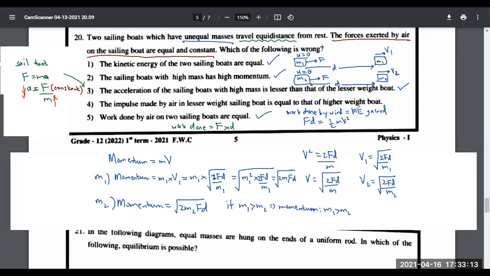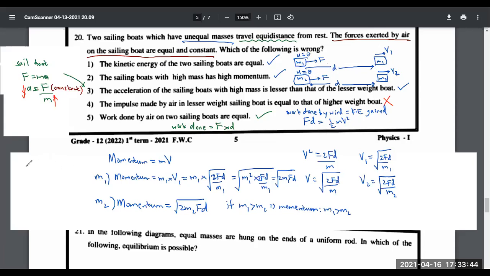Impulse means change in momentum. No, that is incorrect. You know why? Impulse means change in momentum. We just figured out the momentum. They are not the same. Both of them, the initial. What is the initial momentum? Tell me, both of them. The initial momentum is 0 because they start from rest. And after some time, they have acquired momenta, but the momenta are different. Whoever has the highest mass will have the highest momentum.